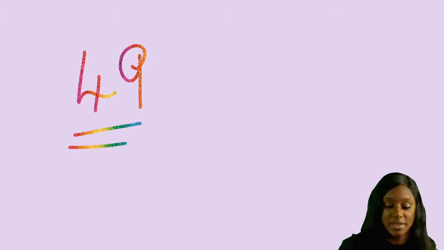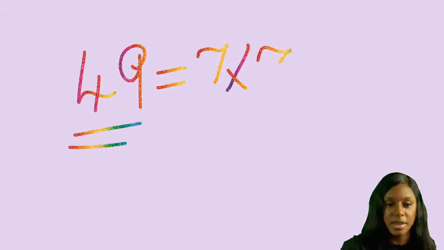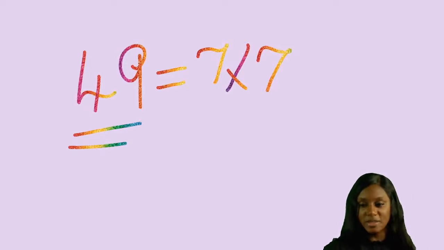Yes, Amara, you are right. It is a square number. Remember, a square number is the result of multiplying a number by itself. And 7, excellent, Amara, 7 times 7 would give us 49. So 49 is a square number. Excellent. I see you all are getting there.